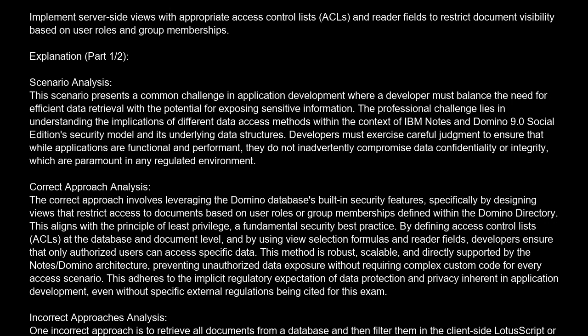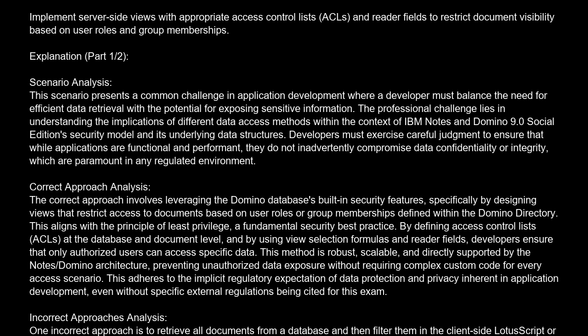The correct answer is B. Implement server-side views with appropriate access control lists, ACL, and reader fields to restrict document visibility based on user roles and group memberships. Explanation. Scenario analysis. This scenario presents a common challenge in application development, where a developer must balance the need for efficient data retrieval with the potential for exposing sensitive information.